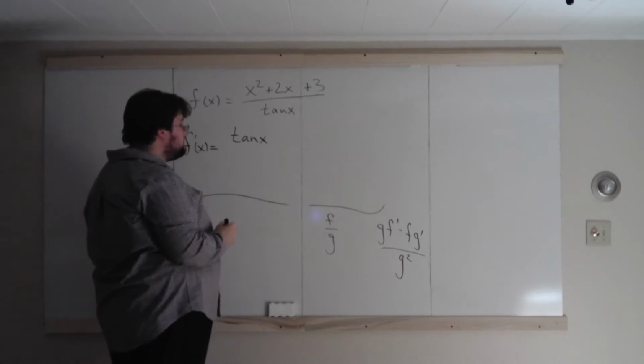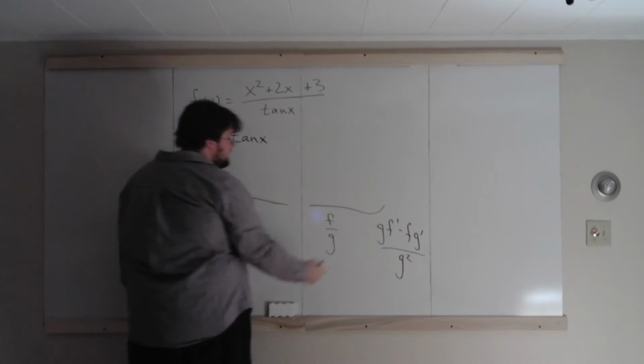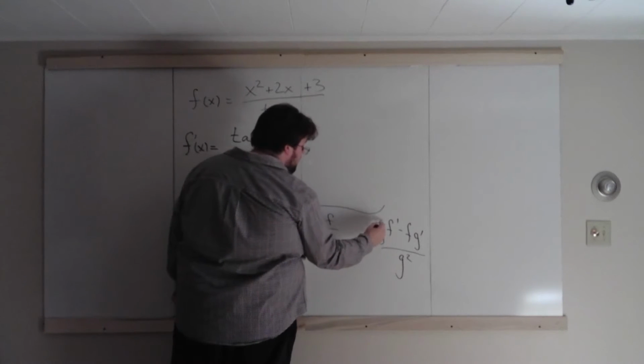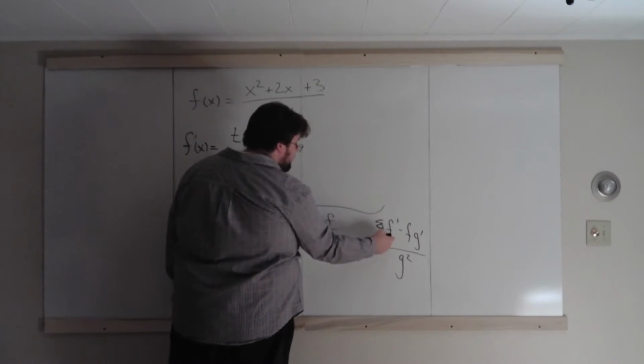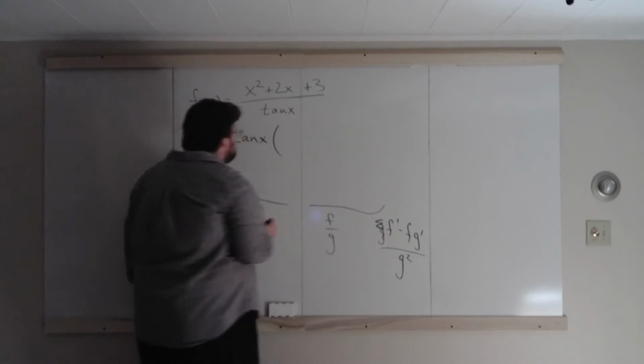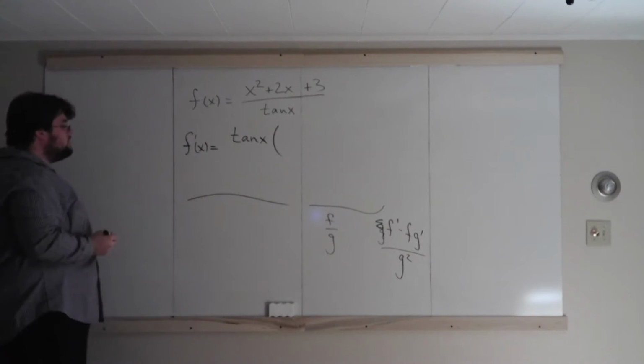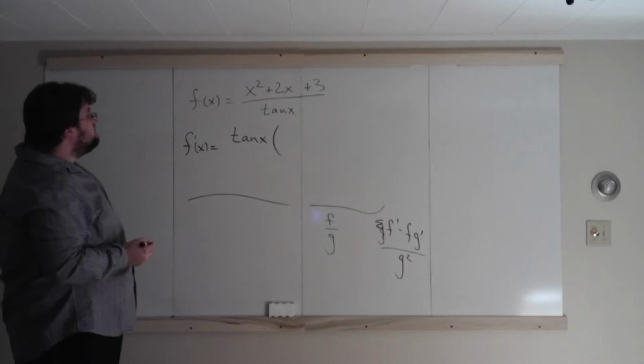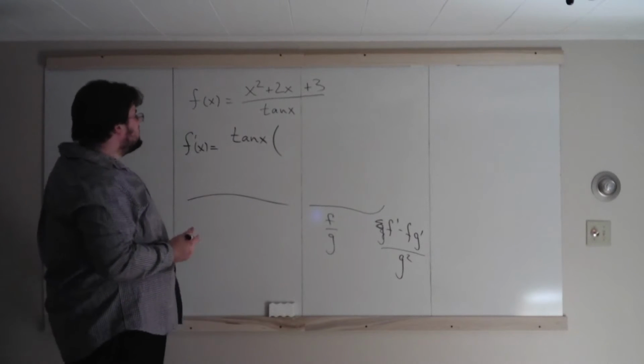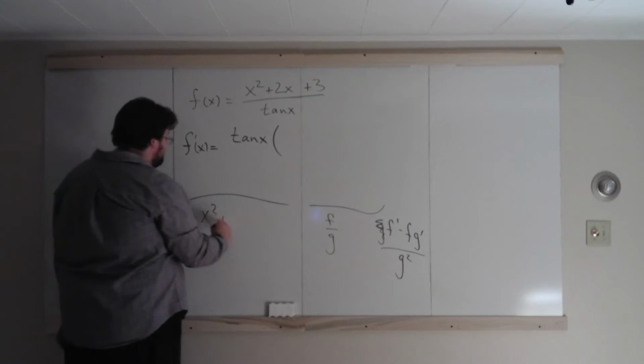So just write the bottom function. So that takes care of this part. Now we need the derivative of the top. We need to multiply that, so let's use parentheses for multiplication. Derivative of the top. Well, the top, what do we have? We have x squared plus 2x plus 3.